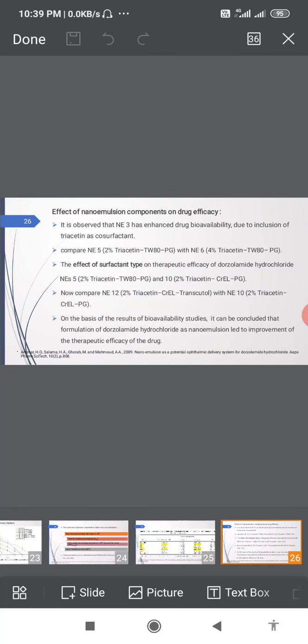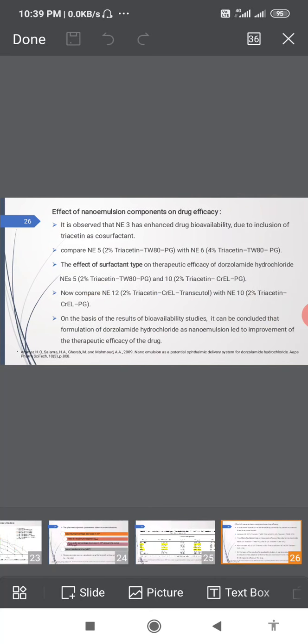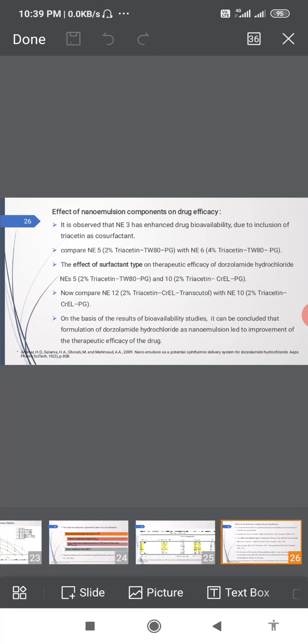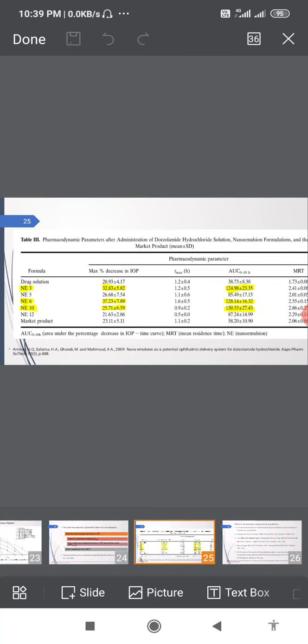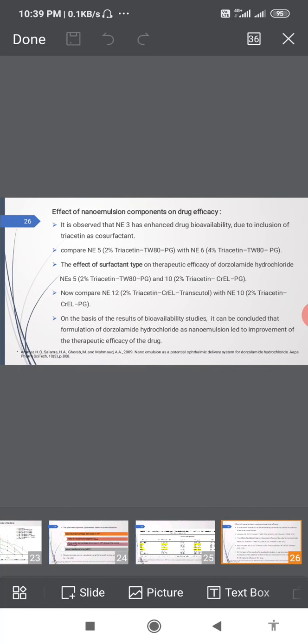Now compare nanoemulsion 12 and 10 for comparing co-surfactants. In nanoemulsion 12 and 10, 12 has Transcutol and 10 has propylene glycol. The nanoemulsion which has propylene glycol as a co-surfactant has a maximum decrease in intraocular pressure and a maximum bioavailability. And on the basis of the results of the bioavailability study, it can be concluded that formulation of dorzolamide hydrochloride as a nanoemulsion led to improvement of therapeutic efficacy.